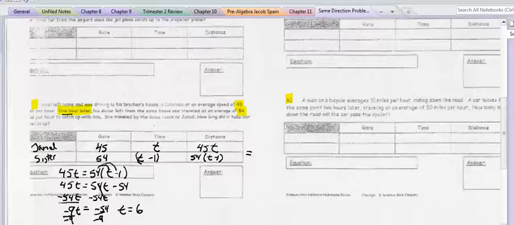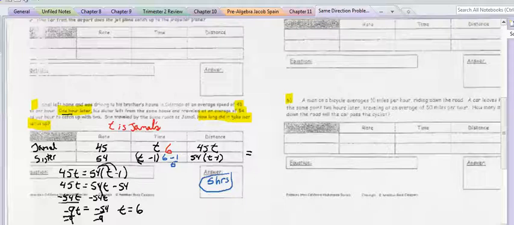Okay, what did I just find out? I found out Jamal's time. So T is Jamal's time. But what was my question asking me? My question asked me how long did it take her to catch up, meaning his sister. And so we're going to take 6 minus 1, which is 5. It took his sister 5 hours to catch up with Jamal. Okay, one last one. Hopefully by then you're going to have got it. You probably have got it by now.